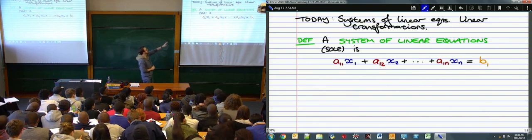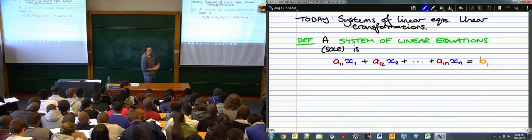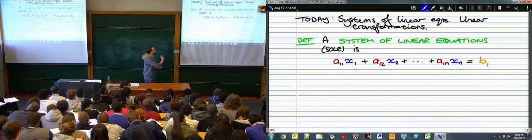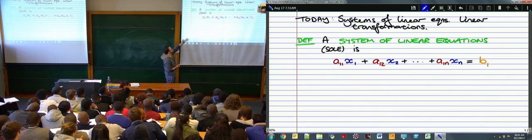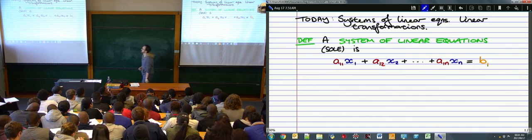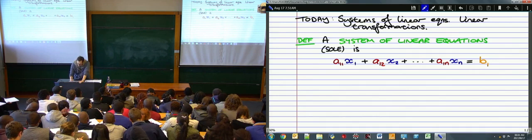So that's just an equation, and it's a linear equation, because these unknowns, x1, x2, all the way up to xn, appear linearly. It's just x1 raised to the power 1 with some coefficient in front of it. There's no x1 squared, there's no sine of x2, there's no square root of x3. This is just a single linear equation, and we could have another one.